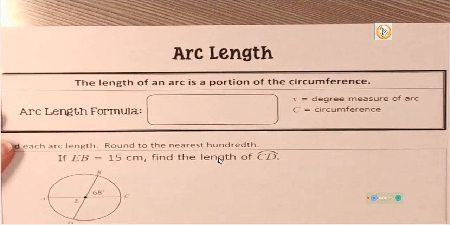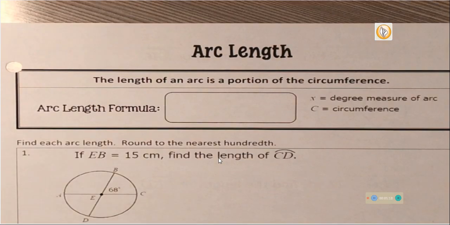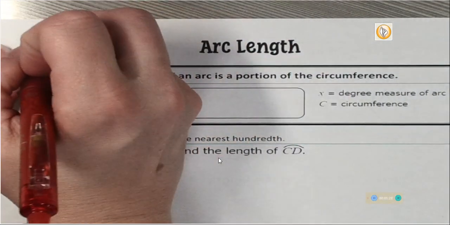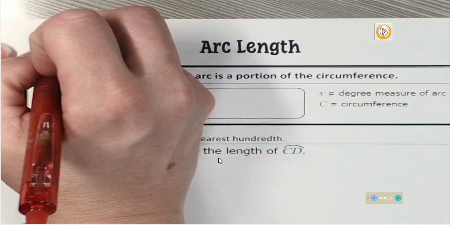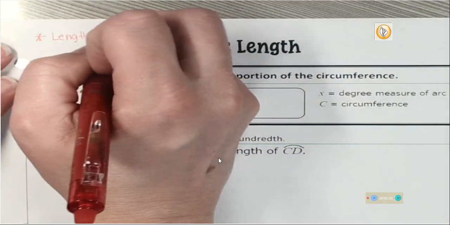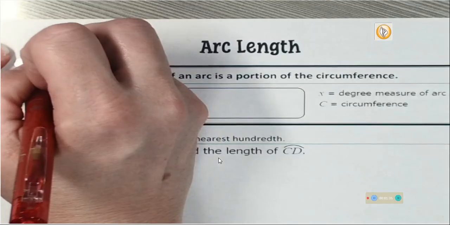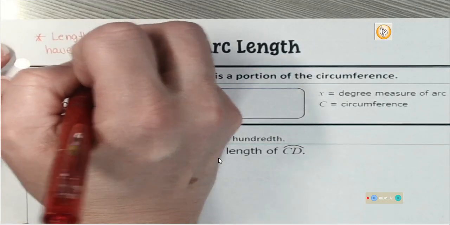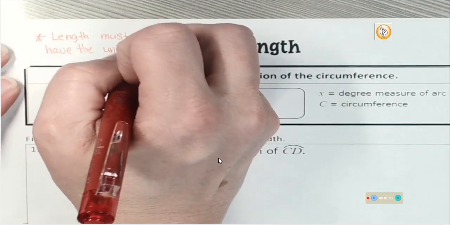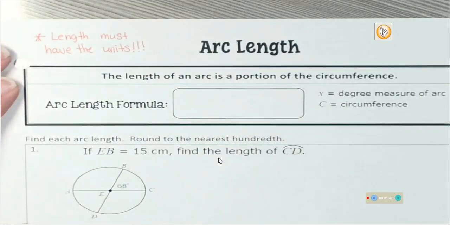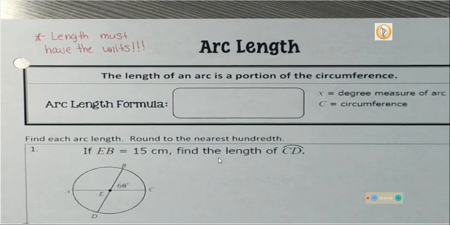All right, so for arc length, here's the thing that you need to remember. This arc length is an actual distance. You're going to need to include your units, so inches, feet, centimeters, whatever. So I want you to write yourself a note right here. Length must have the units. Okay? So the measure of an arc is in degrees, but the length of an arc is in the units, the centimeters, the feet, the meters, the yards, the miles.